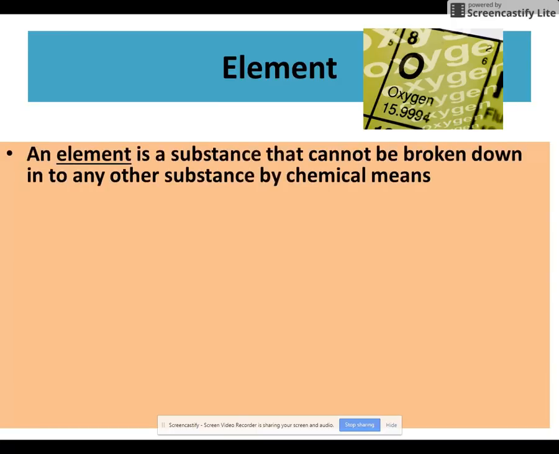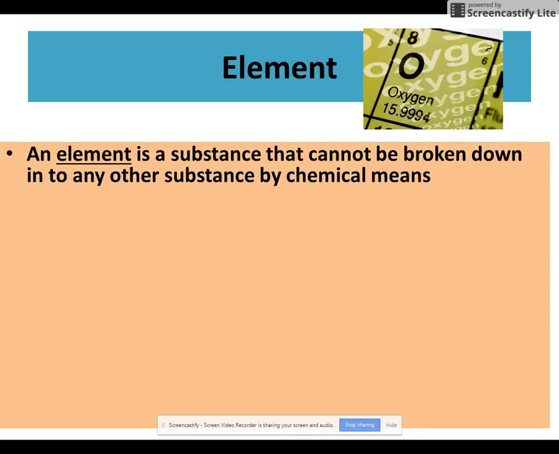Okay, so the element. There's a reason why they call it the periodic table of elements. It's because a bunch of these things called elements make up this table, this model that we have that represents all of the substances on Earth. So an element is a substance that cannot be broken down into any other substance by chemical means.